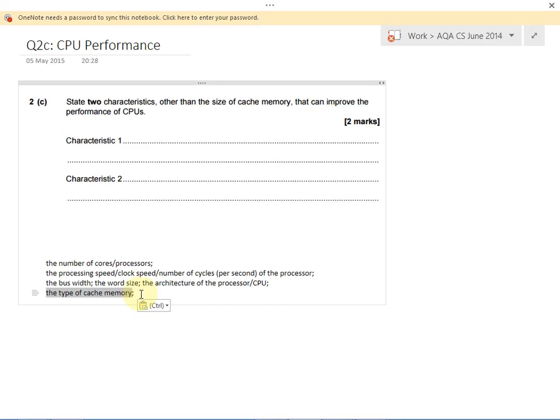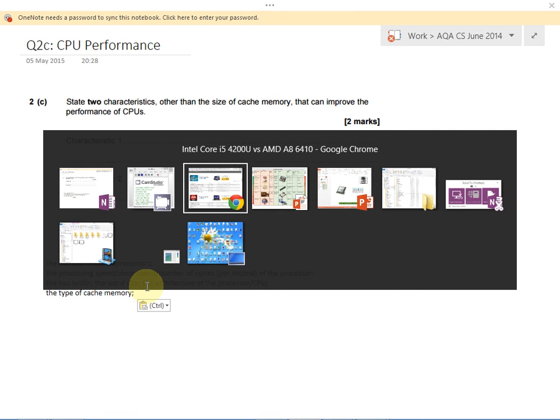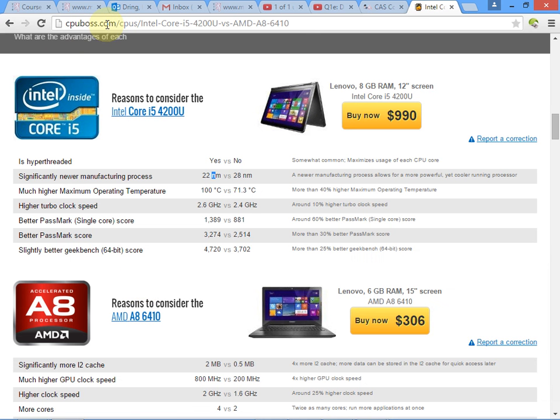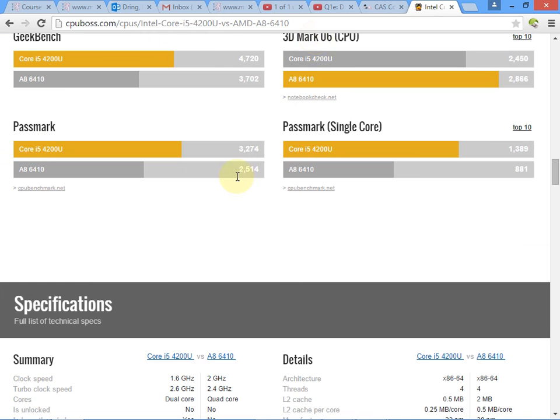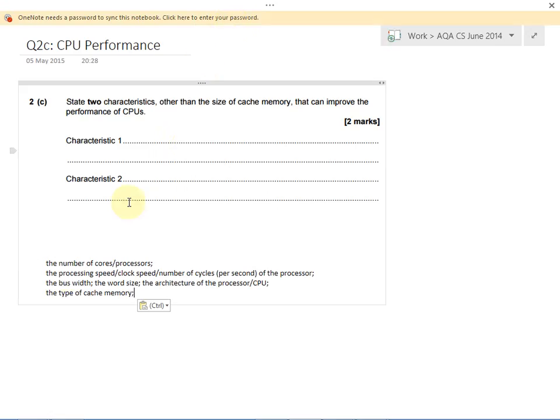There are other ways to make a CPU faster. It's a huge area of research, but these are the ones that the exam board will accept. If you want to find out more, CPU Boss is really good for being able to compare multiple CPUs and find out all the technical specifications, all the differences and how that affects the different performance. But in terms of this question, all you need to know is any two of these ways to improve the performance of a CPU.